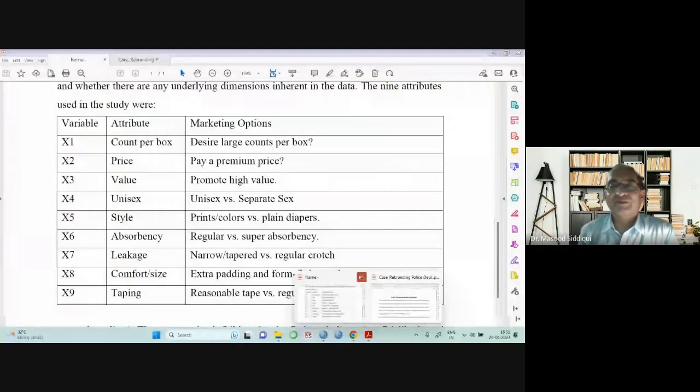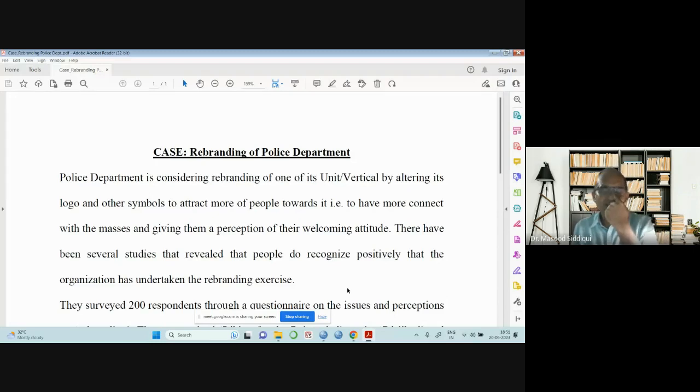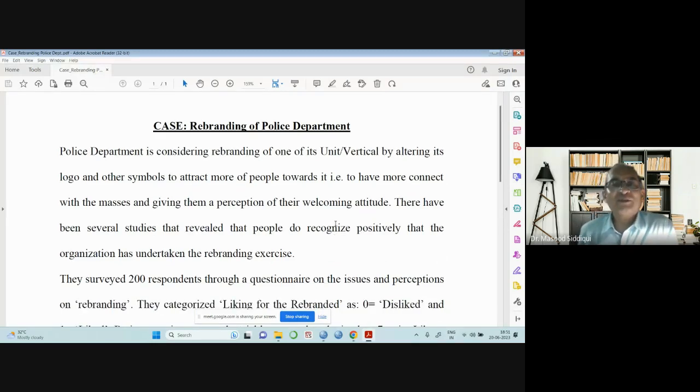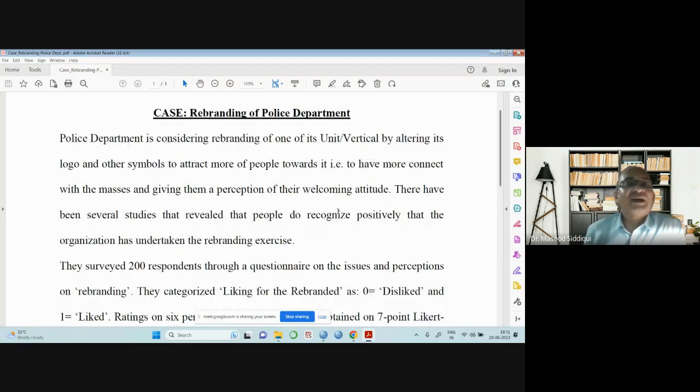And this is being shared. Rebranding of the police department. This project we did with UP Police around 3 years back. So this is a bit of real data. Now read the case. Participant, case is there. Rebranding of the police department. Yes, sir, it is there.